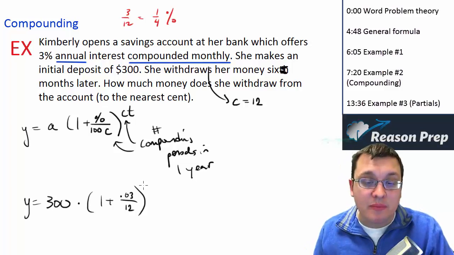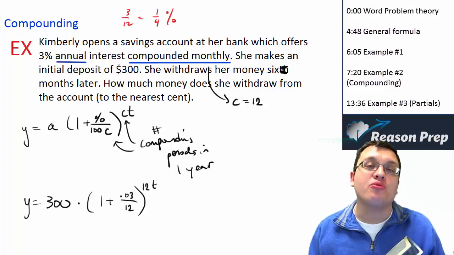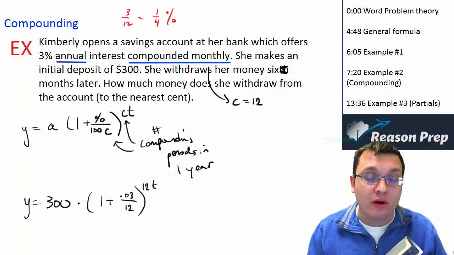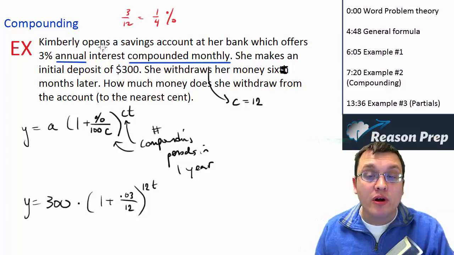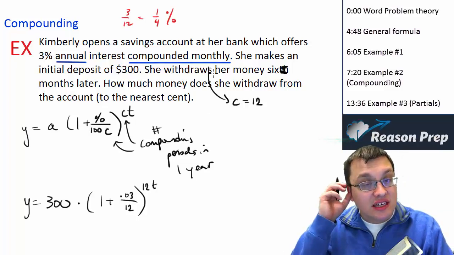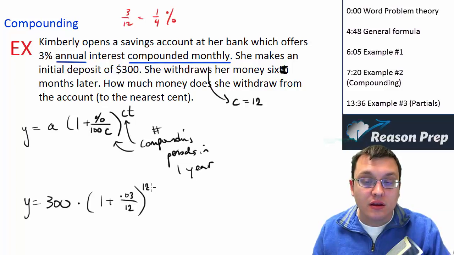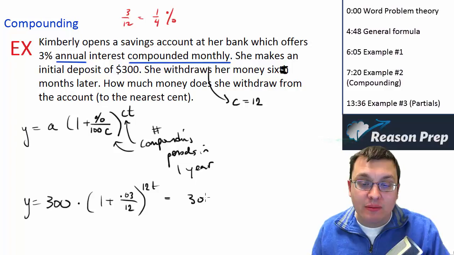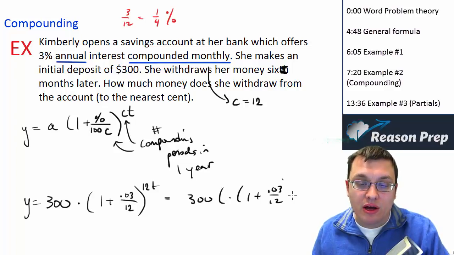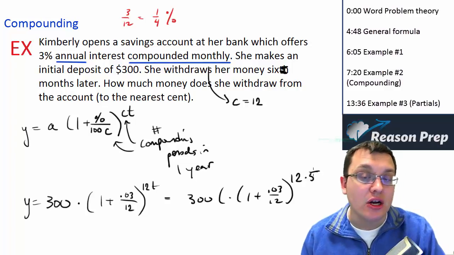This is going to then be to the 12t because we've got to put that C in the exponent as well. In this case, we want to know, she drew her money 6 months later, so t is going to be basically, well, leave it at this. When we plug in, this is going to be 300 times 1 plus 0.03 over 12, to the 12 times 0.5 because it's half of a year.